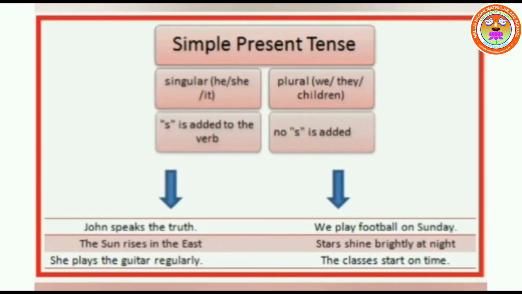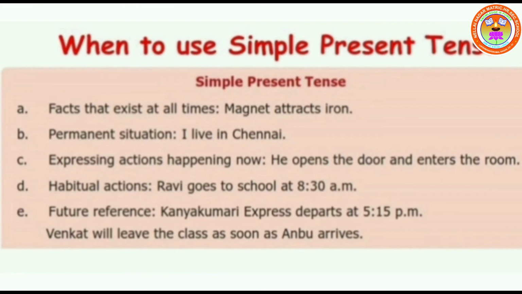Let us see when to use simple present tense. We have 5 rules. First rule: simple present tense is used to describe facts that exist at all times. For example, magnet attracts iron. The sun rises in the east. These sentences are facts. They don't change.